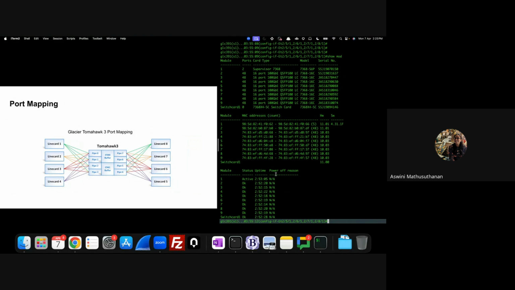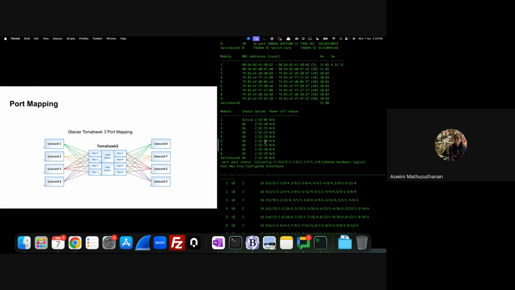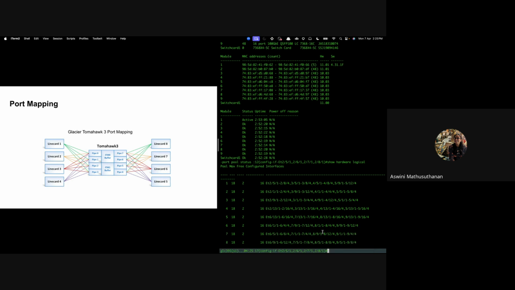The command to check this is show hardware logical port pool status. This is the command to check the pool status. We have 8 pools here. The same can be seen here as well, 8 pools. And as I said, there is a limitation on the number of logical ports that can be configured. The limitation is 18.